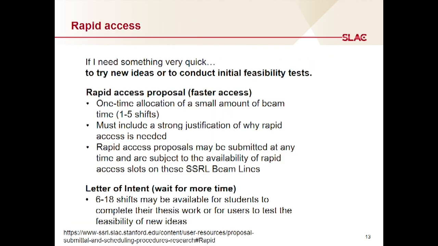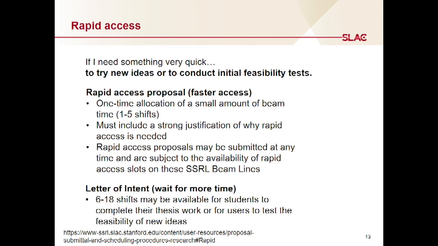And then the last thing is the rapid access. So you might say, I only have one sample, and I want to check if it's doable at certain beamlines. For trying out new ideas or conducting initial feasibility tests, you may submit a rapid access proposal, which is a faster access available throughout the beamline run season. It's a one-time allocation of a small amount of Beamtime, 1 to 5 shifts at maximum. It must include a very strong justification of why rapid access is needed, and you can submit it at any time through the SSRL Beamtime proposal system.